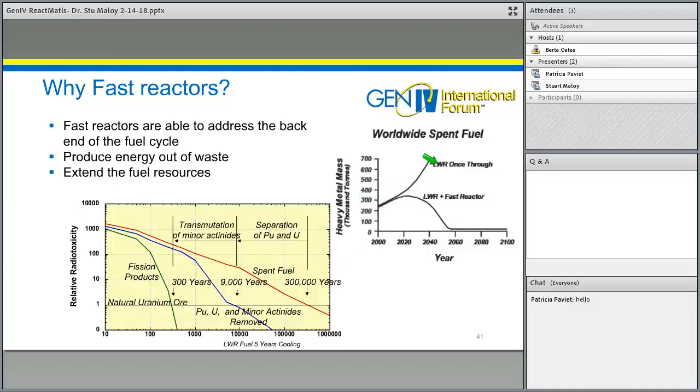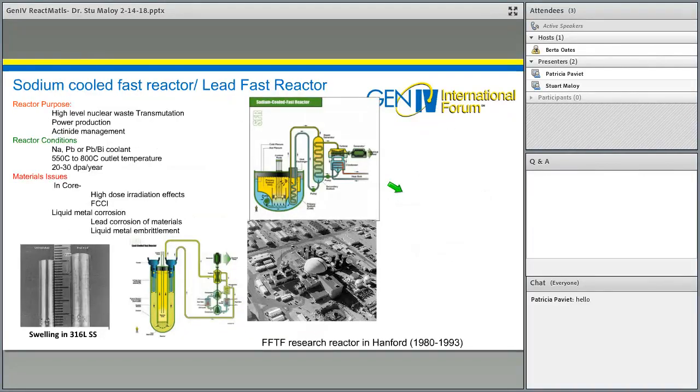So in the LWR once-through cycle, you can see the heavy metal mass will build up significantly with irradiation, but if you can add a fast reactor to that, you can reduce that heavy metal mass by, in a sense, separating out those isotopes and using that as fuel in the reactor.